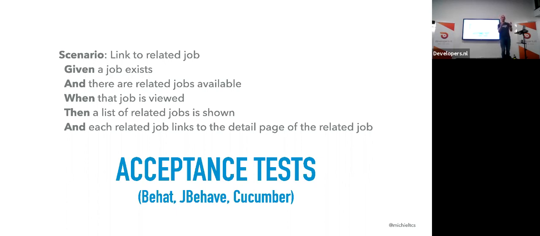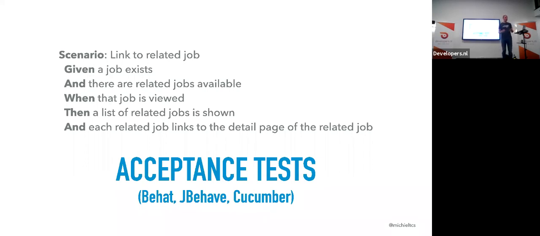So again, we're not talking about technical concepts here, but we're talking about natural language concepts. We're talking about business concepts. And we can write those in the given, when, then setup, where given puts our world in a certain state. So let's say I'm on a job site. Well, given that a certain job exists, a certain job offer exists. And when I'm viewing that job as an interested person, then I see a list of related jobs. This is something that is actually more or less a carbon copy of an existing application.